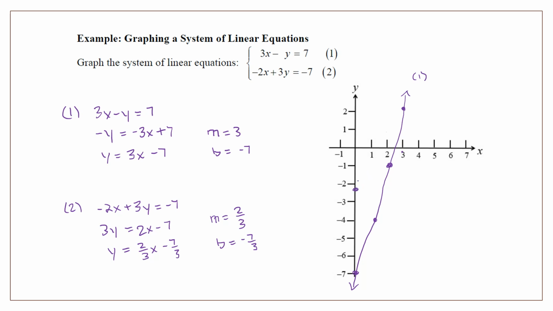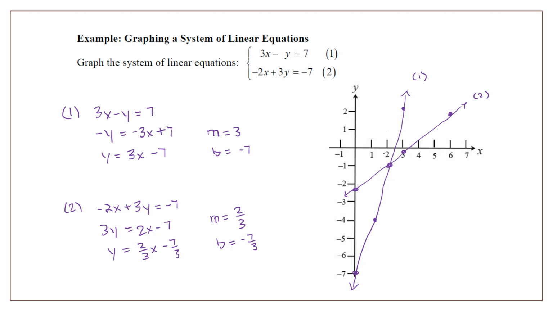Okay. Then our slope is 2 over 3, so that's rise over run. So I'm going to rise 2 and then run 3. So rise 2, 1, 2, and run 3, 1, 2, 3. Then I'm going to rise 2 again and run 3 again. Okay. Then I'm going to connect my dots. And that is the line for equation number 2.